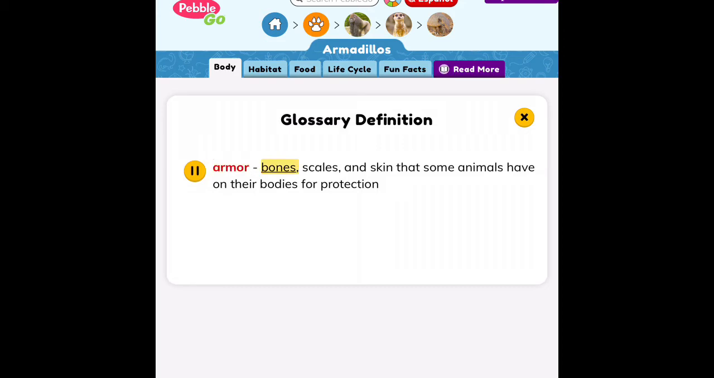Armor. Bones, scales, and skin that some animals have on their bodies for protection.